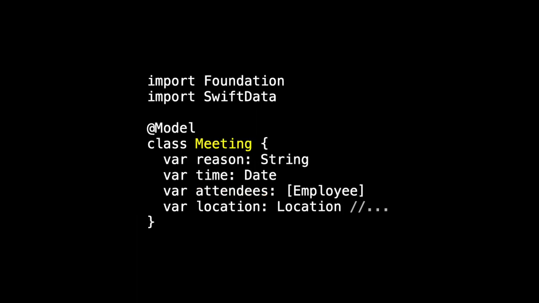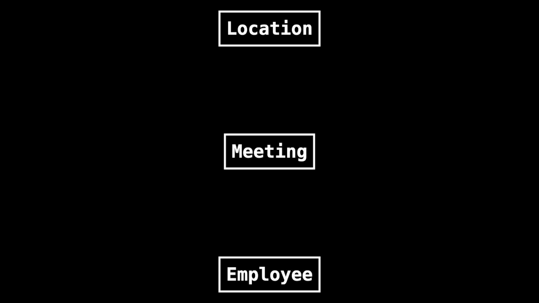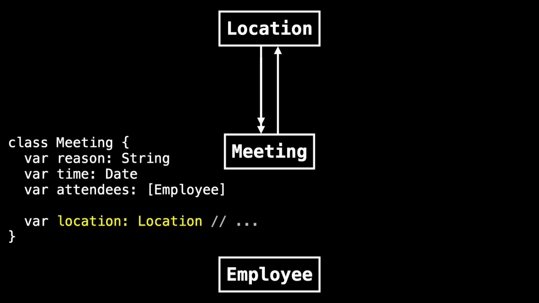Each meeting had a reason, a time, and an array of attendees, as well as a link to its location. A location had a building and a room, and it also contained an array of meetings. And so as a diagram, we had these three classes, location, meeting, and employee. A location had a to-many relationship with meeting, and in return, meeting had a to-one relationship with location. Each meeting was in a single location.